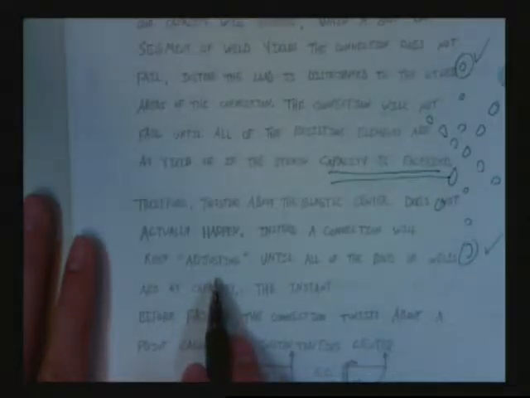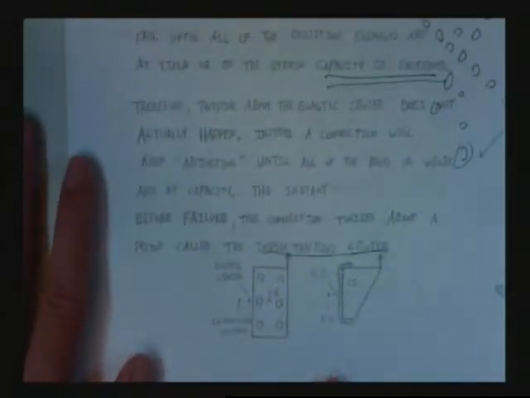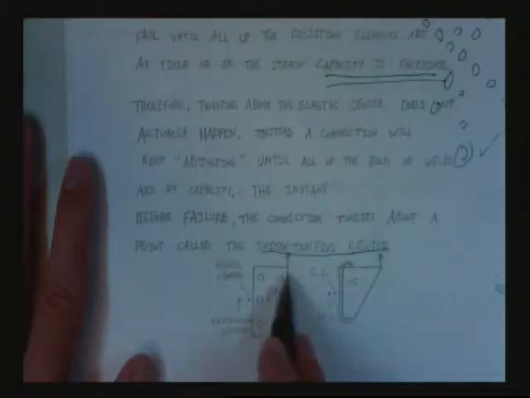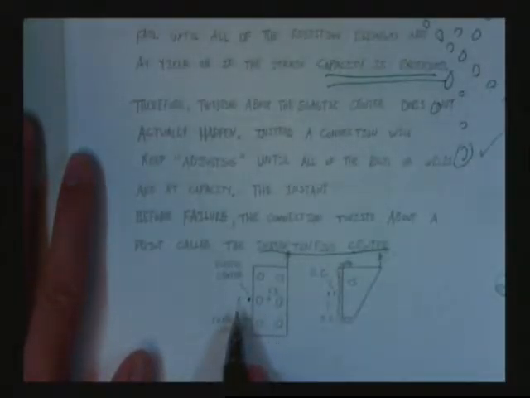Therefore, twisting about the elastic center does not actually happen. Instead, a connection will keep adjusting until all of the bolts or welds are at capacity. The instant before failure, the connection will twist about a point called the instantaneous center. So now I've shown some connections down here at the bottom. This is some kind of bolted connection with an eccentric load. I've shown where the elastic center of twist would be, and I'll show out here that the instantaneous center is further away from it. Does that make sense, that it would be further away? I think it should.